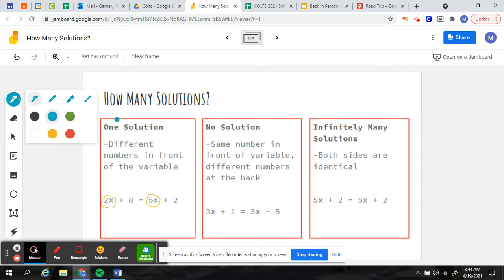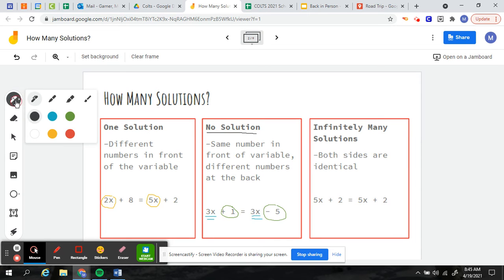For no solution, you will notice that you have the same number in front of x. So I have a 3x on the left, I have a 3x on the right. However, the numbers at the back are different. So I have a +1 versus a -5. All right, so I know those 3x's will always equal each other. No matter what I plug in for x, those 2 things will be equal. But I can never get +1 and -5 to be equal. There is no value for x that I can plug in to make those 2 sides of the equation equal. So there does not exist a solution. So our answer is no solution.